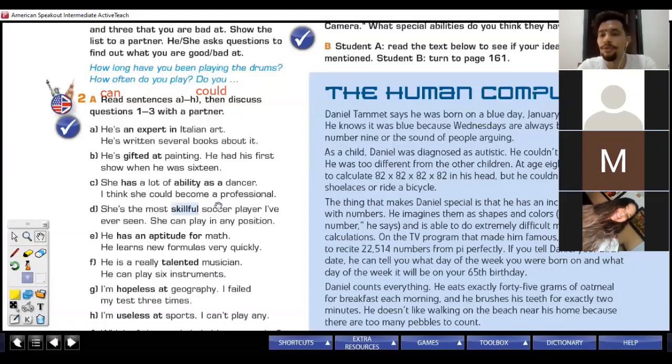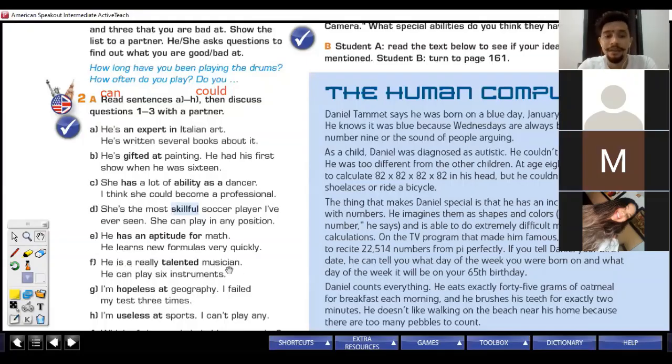And what is the meaning of skillful? Could you tell me? What does skillful mean? Like habilidosa, como talentoso. So it could be a synonym to talented. But first, let's go to letter E. He has an aptitude for math. Ability. Can I use it in the past? Yes. Again. All right. He had an aptitude for math. Good. F. He is a really talented musician.